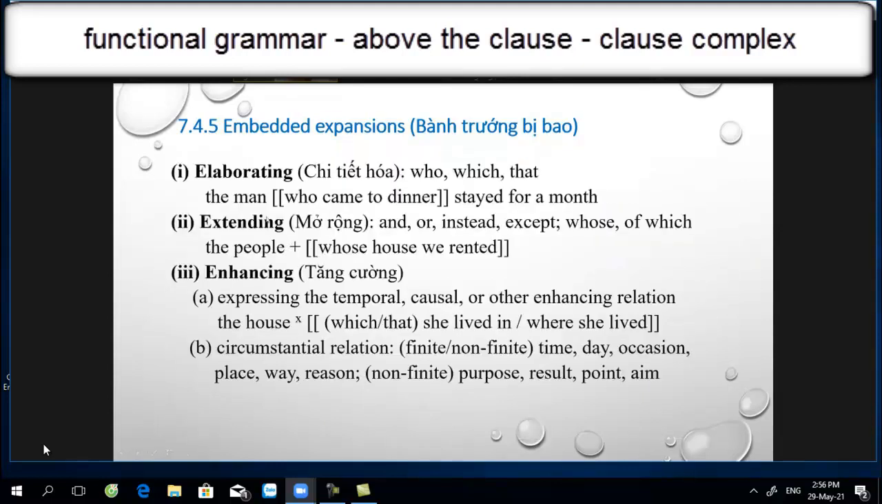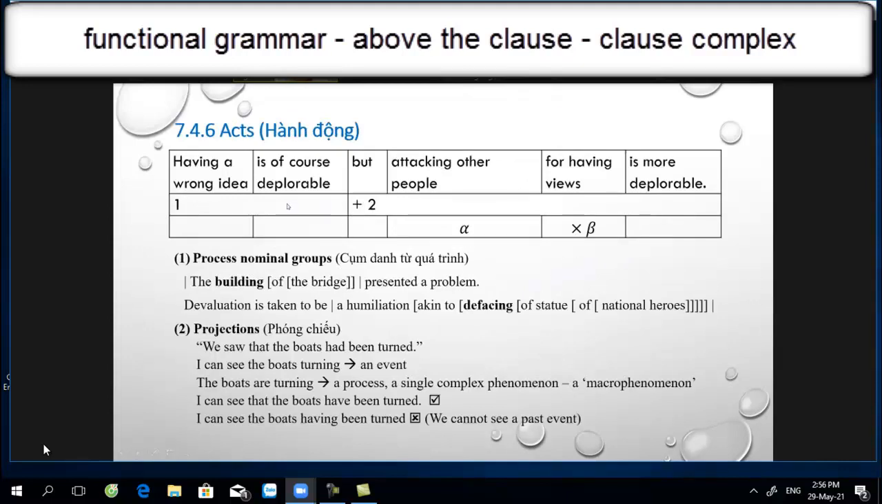And okay, I have listed some of the words too as the indicator. And the last one is about the acts. So we can see in the example, "Having a wrong idea is of course deplorable, but attacking other people for having views is more deplorable." So we have a verb, some action, being maybe the subject of the clause, right? Having a wrong idea is deplorable.